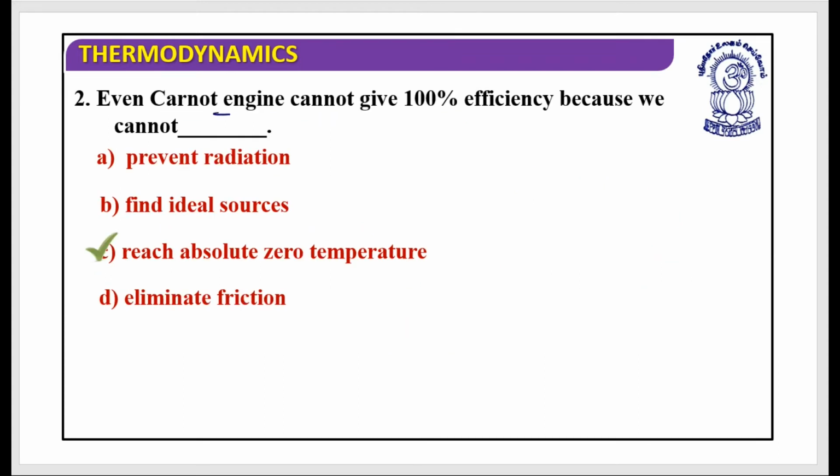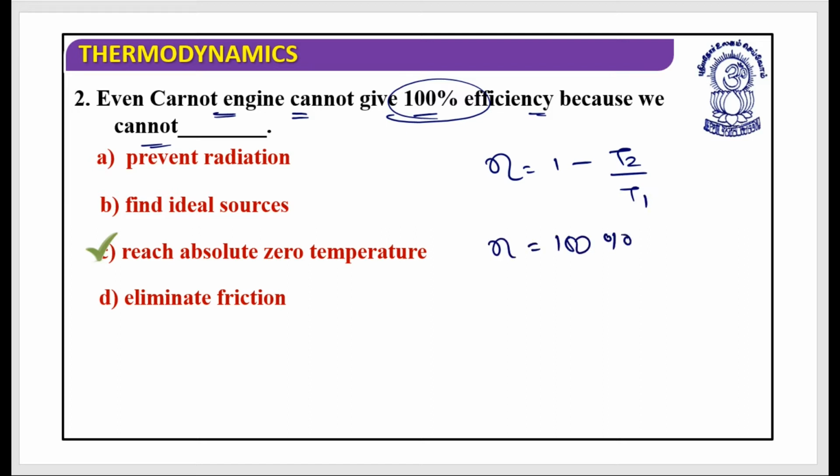Next, even a Carnot engine cannot give 100% efficiency. The efficiency is 1 minus T2 by T1. Hypothetically, if I want efficiency equal to 100%, that means T2 should be 0, and T2 is the temperature of the sink.